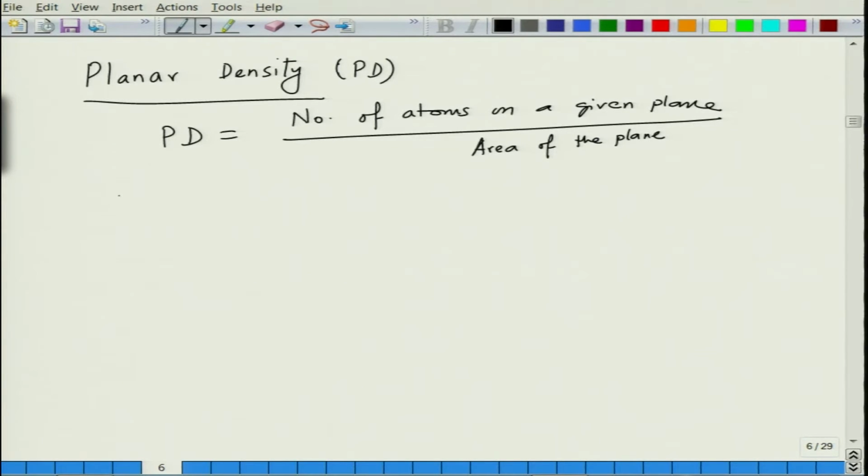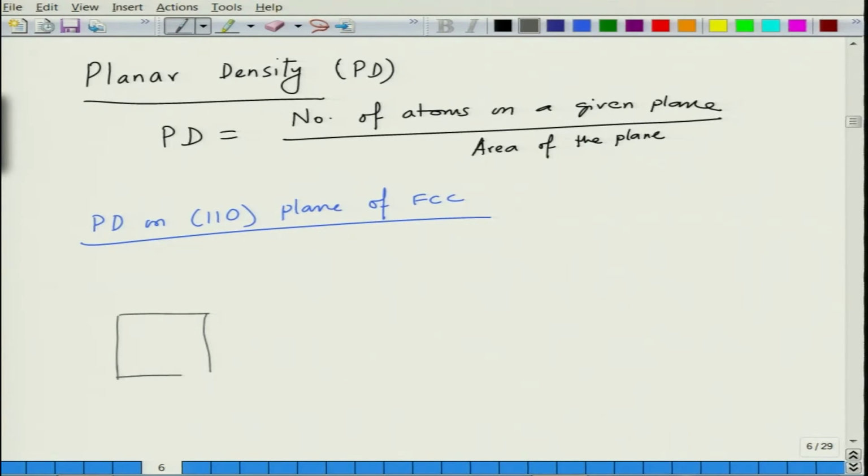So, let us say we want to calculate the PD on the 110 plane of an FCC crystal. First we make, let us say, a cube, and let us say these are the atoms that we have.